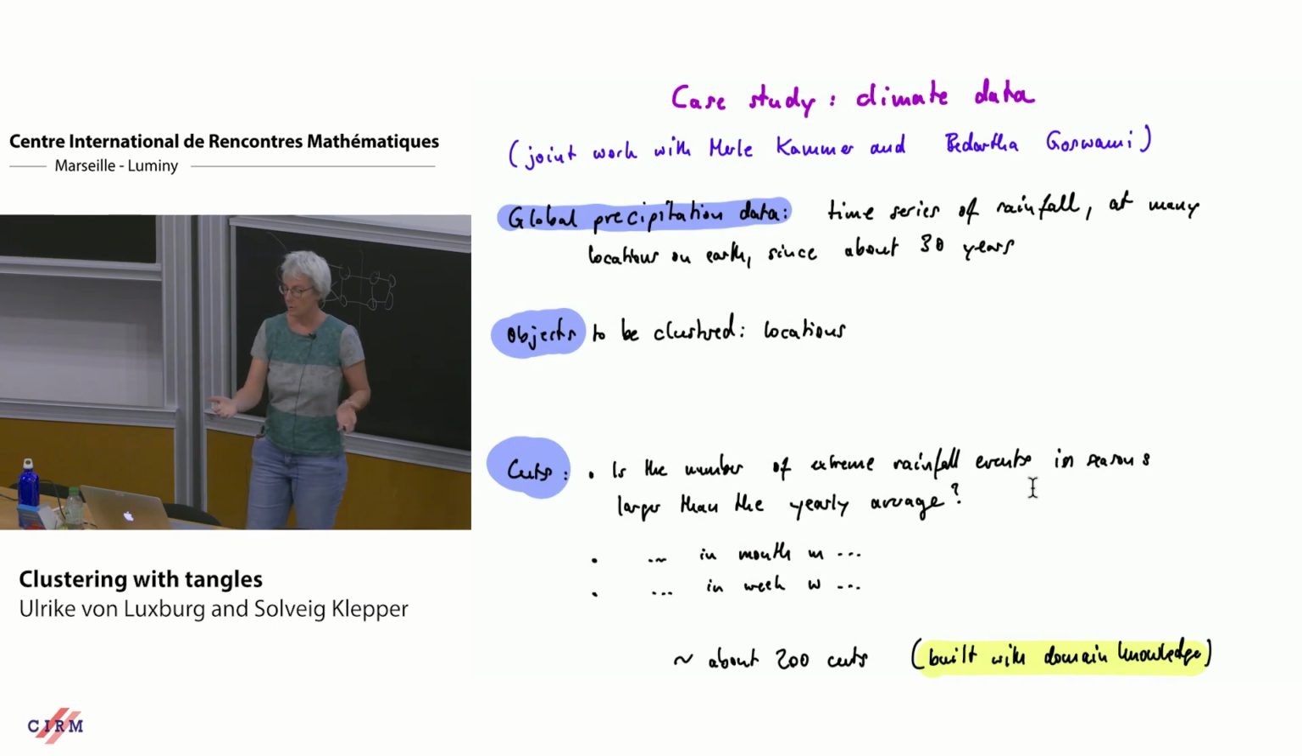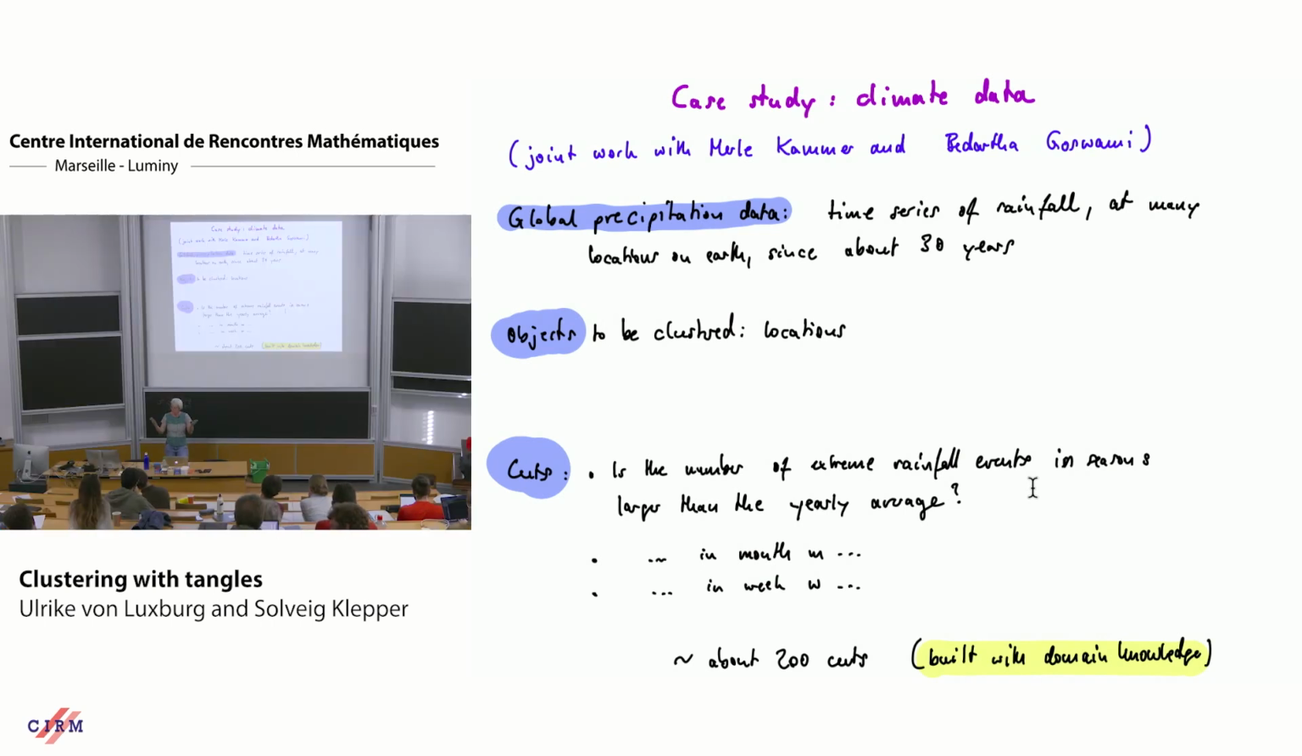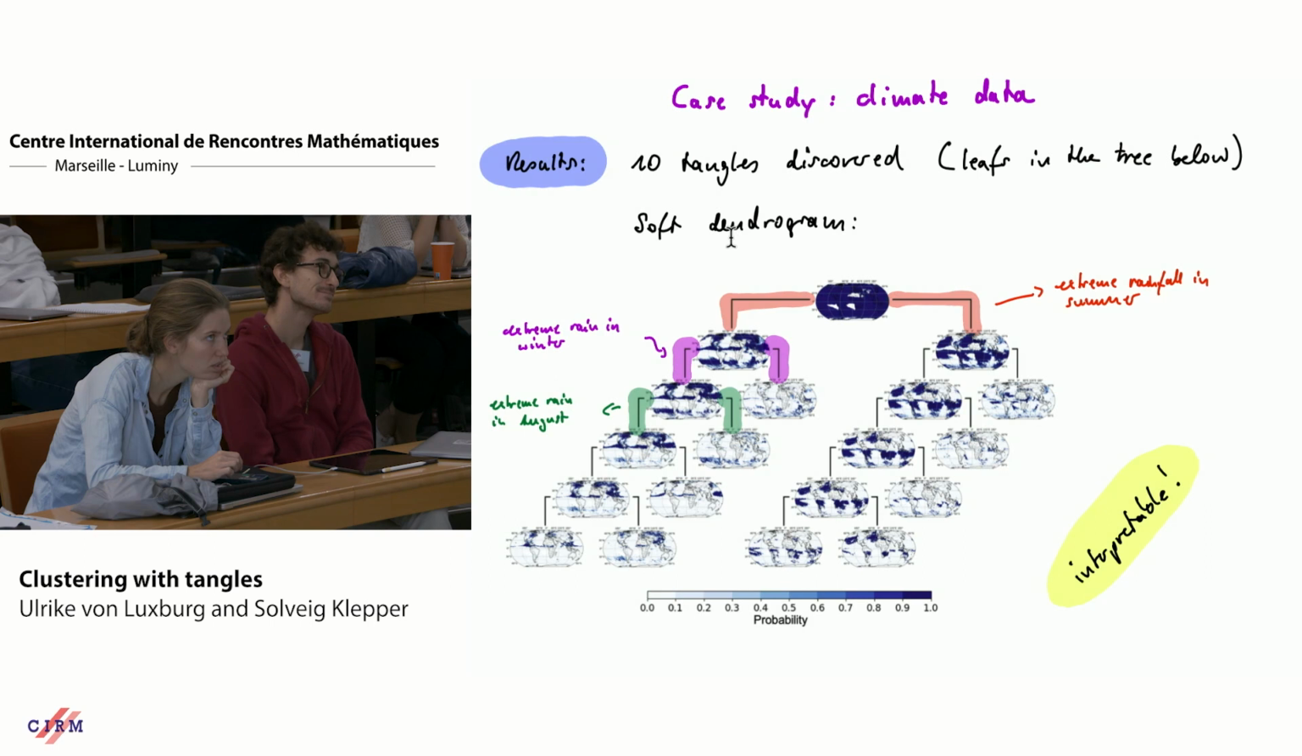In the end, we selected 200 such questions. And now you're in this questionnaire setting. Each location on Earth answers these questions. You get the partitions, binary answers, yes or no. And then you can start looking at it and try to build tangles. In this case, it's clear that you cannot really see anything that's going on here, but none of us is a climate scientist, so it doesn't help us anyway. But this is what comes out.